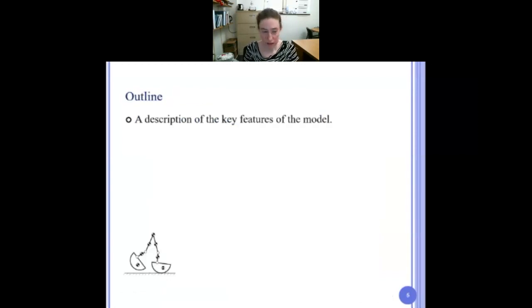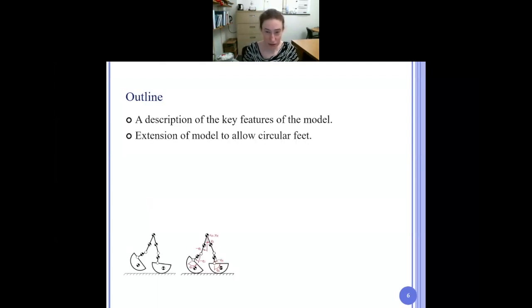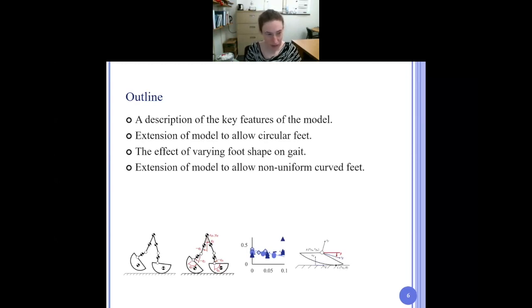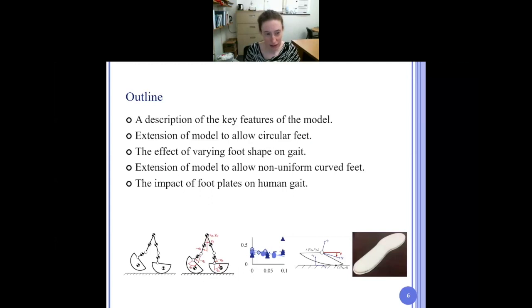Before I discuss those details, the first thing I'll do is give you a little bit more of an overview of the model, particularly the human model. Then I'll discuss how I extended the model to allow for circular feet. I'll discuss an experimental study we did with robots, looking at how changing the foot shape affects robot gait. I'll then discuss a further extension of the model so that we can have non-uniform curved feet, which will make the model a bit more human-like. And then finally, I'll discuss a human subject experiment we did looking at what is the impact of foot plates by themselves on human walking.